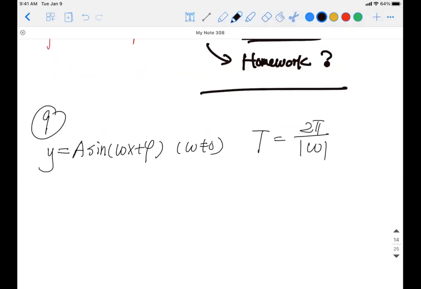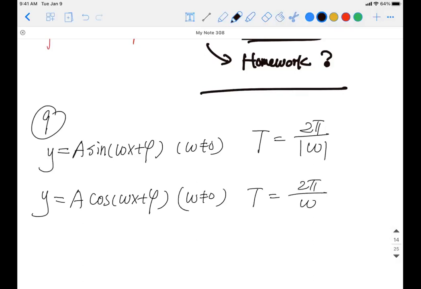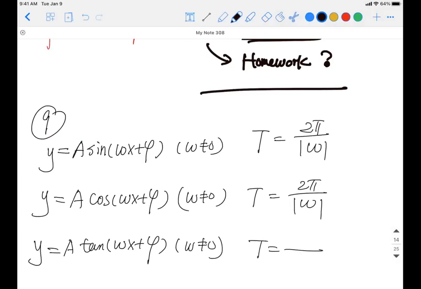Omega can be positive or negative, right? We just want 2 pi over the absolute value of omega. For A cosine(omega x plus phi), T will be 2 pi over the absolute value of omega, exactly the same thing. Because like I said, sine and cosine are nothing but a quick shift, move left, move right, and then you're good to go. And for tangent(omega x), also omega not equal to 0, it is exactly the same thing, but you change the 2 pi into pi. These are both 2 pi, and this is pi.